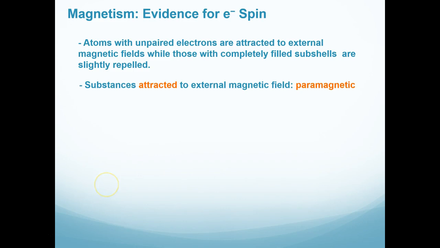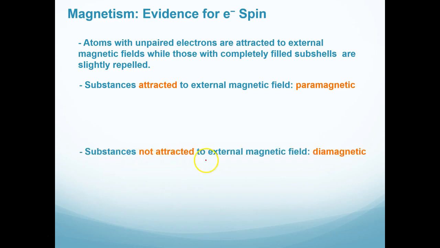We call those substances that are attracted to an external magnetic field paramagnetic, again meaning that they have unpaired electrons. These have applications in MRI, right? Lanthanides and actinides can have up to 7 unpaired electrons, so they can have really large magnetic moments. Some examples are neodymium and samarium, and because of that, they're small but really strong magnets that are used.